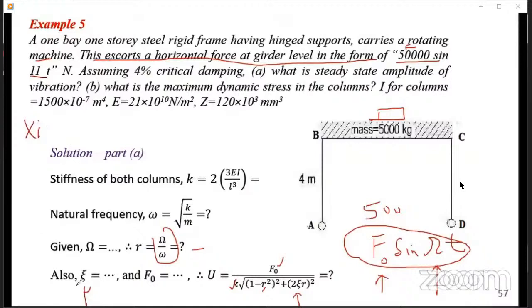Okay. Somebody to tell us, what is this? This is the damping ratio. What is the damping ratio from this equation? Okay. Jacqueline Mutua.